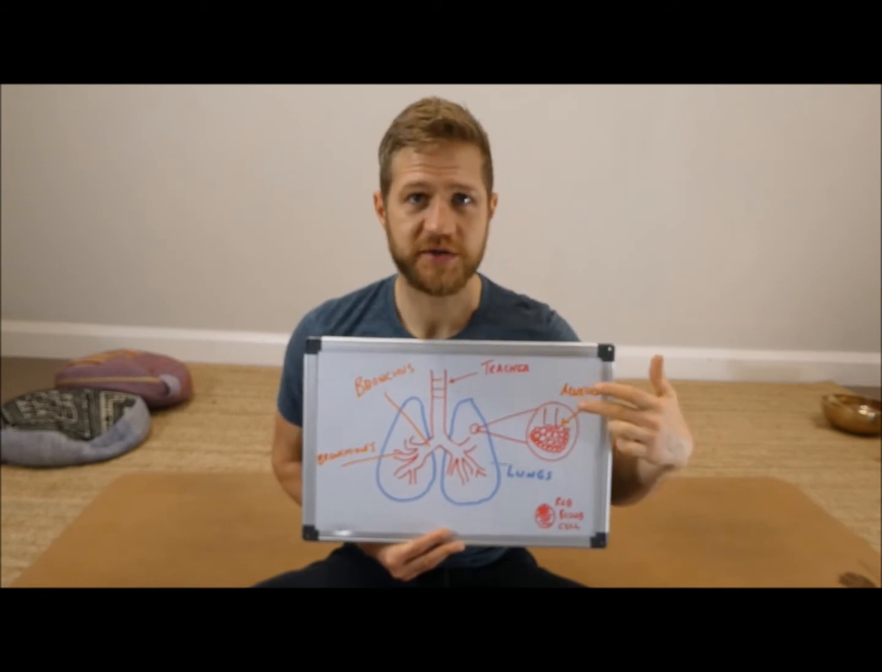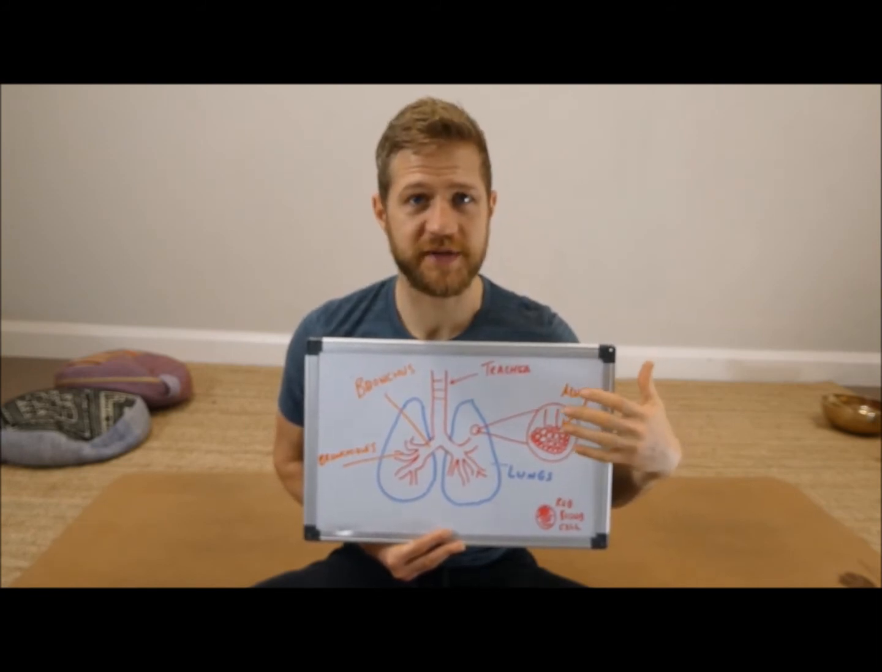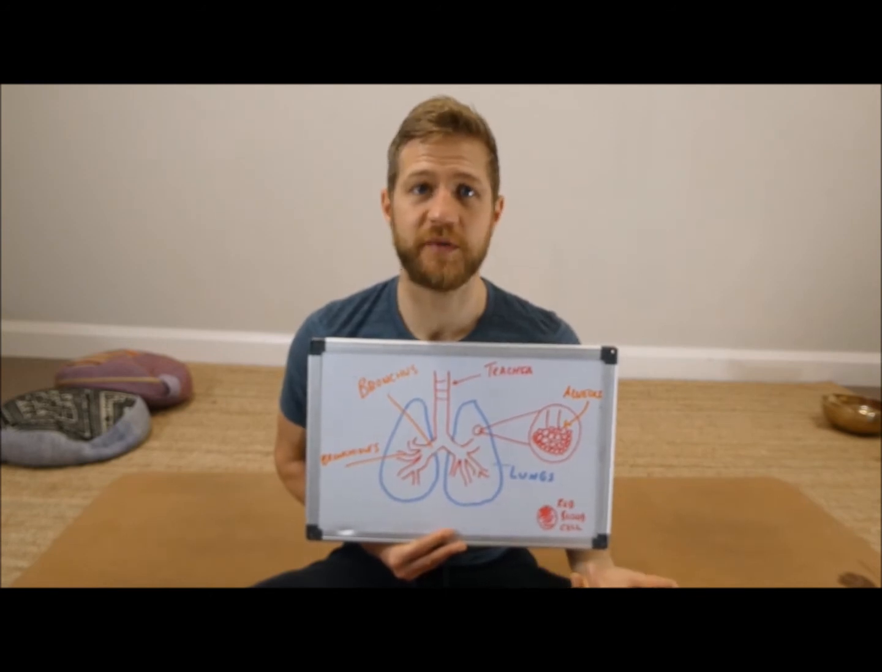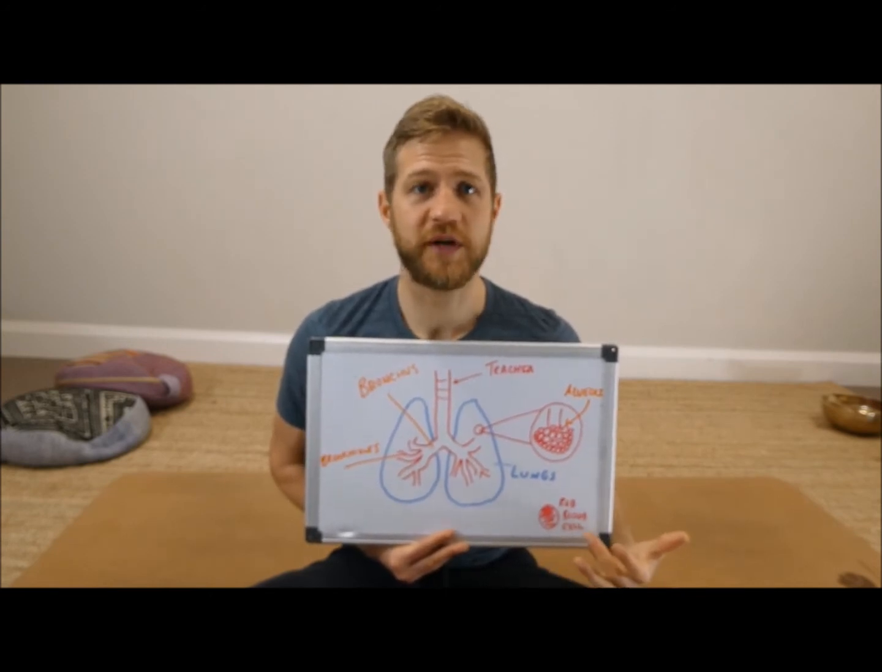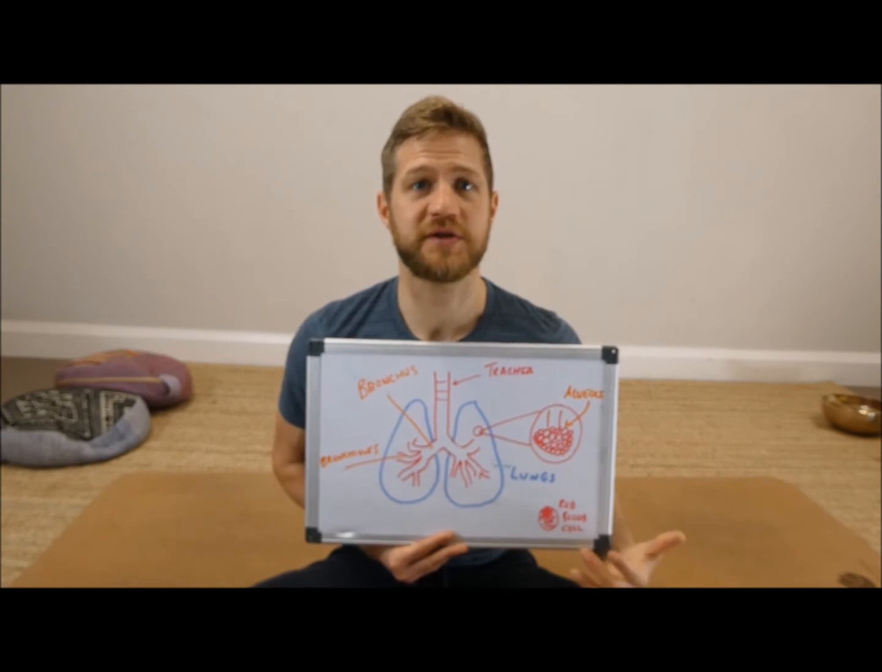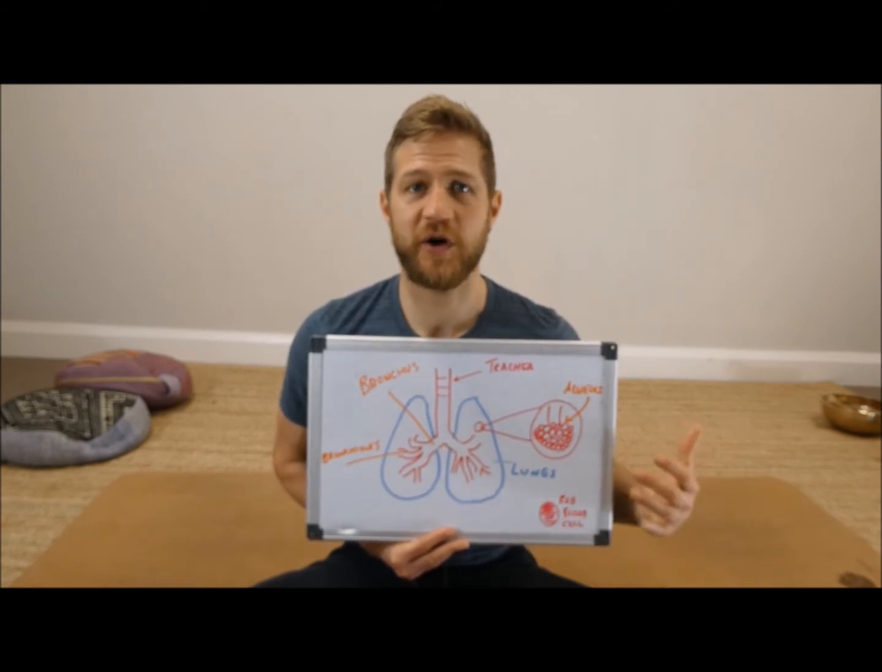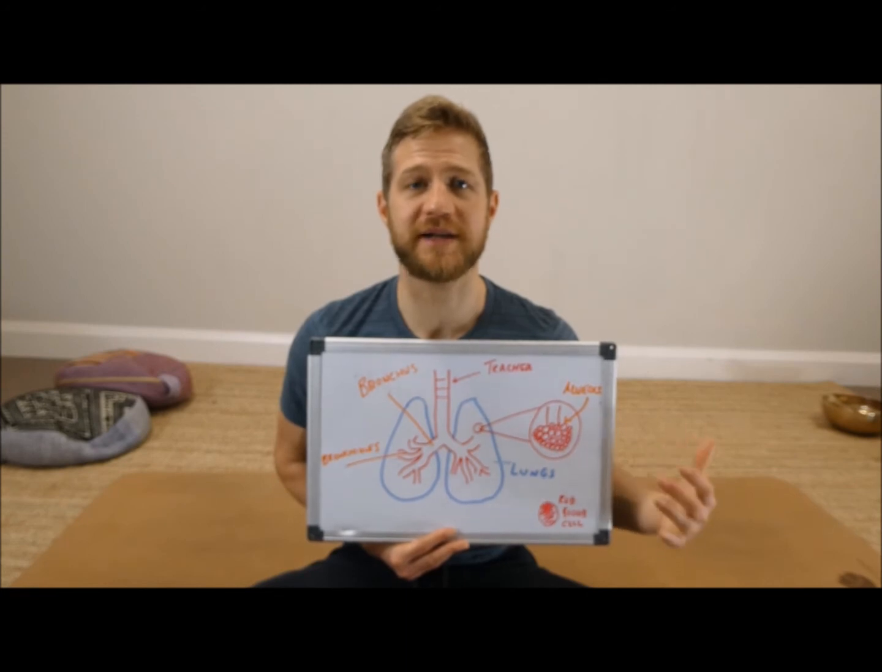Now, where does the oxygen go? The oxygen actually diffuses into the blood and it goes into red blood cells, something that you may have heard of before. Now, we have a really big oxygen saturation of our blood, probably about 95 to 99%. So there's plenty of oxygen within our blood, but it's about how we can access it.